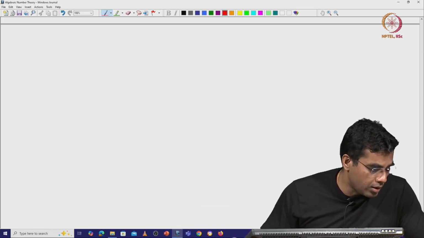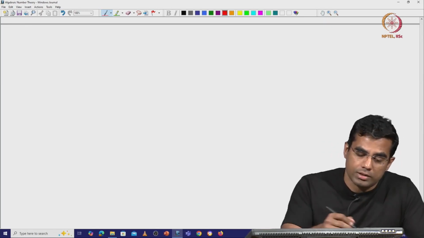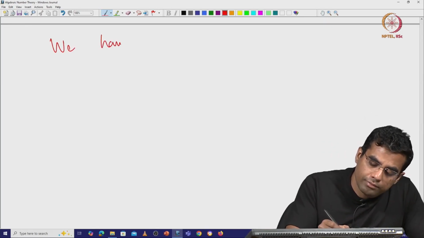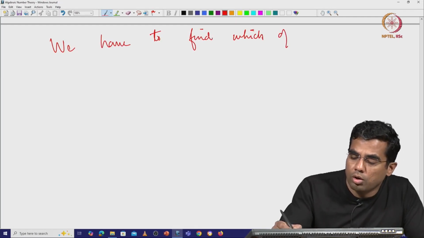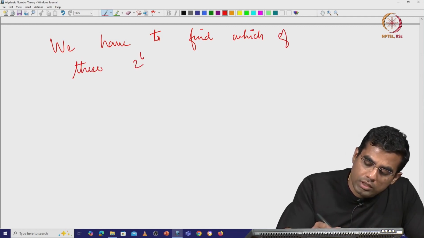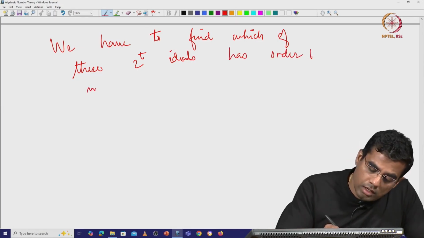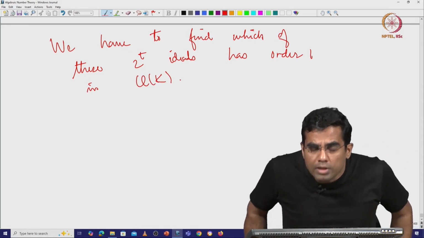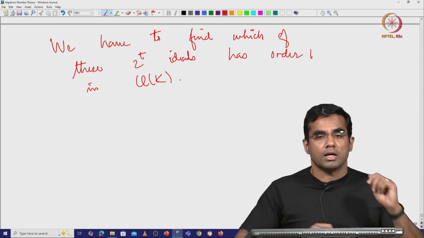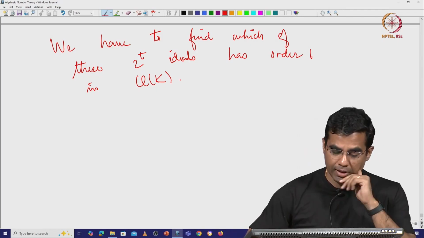Okay. All right. So when does something have order 1? So we have to find which of these 2 to the t ideals has order 1 in CL_K. What does that mean? What does order 1 mean? Order 1 means that the ideal is a principal ideal, right. So we have to find out which of these ideals is a principal ideal, right.